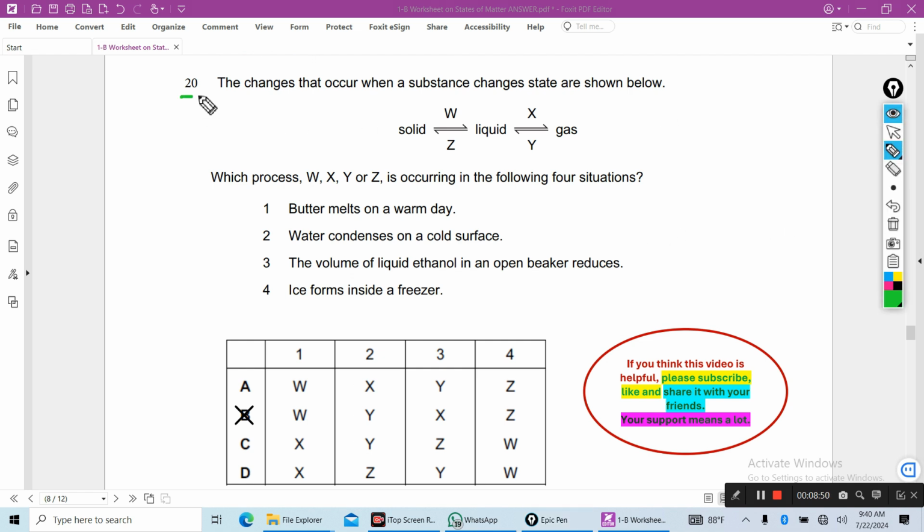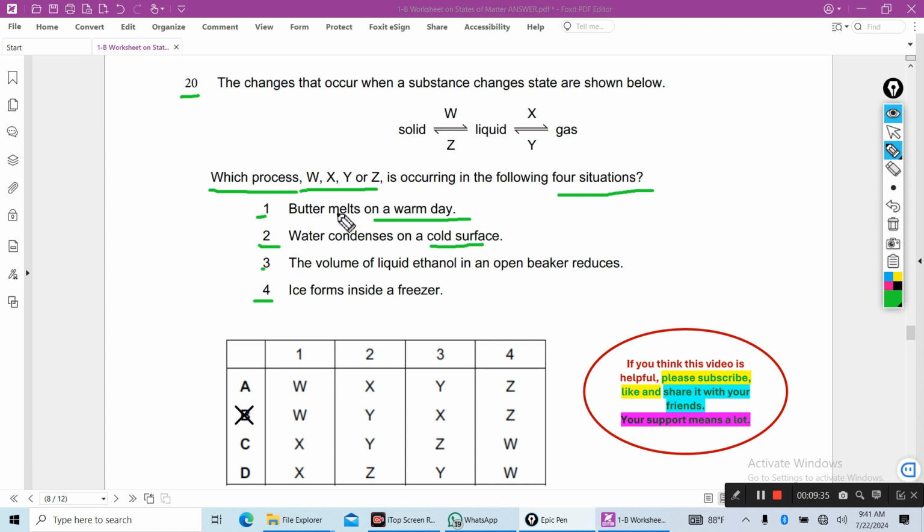20. The changes that occur when a substance changes state are shown in solid, liquid, liquid to gas. Which process W, X, Y, Z is occurring in the following 4 situations? Number 1, butter melts on a warm day. Number 2, water condenses on a cold surface. Number 3, the volume of liquid ethanol in an open beaker reduces. Number 4, ice forms inside a freezer.